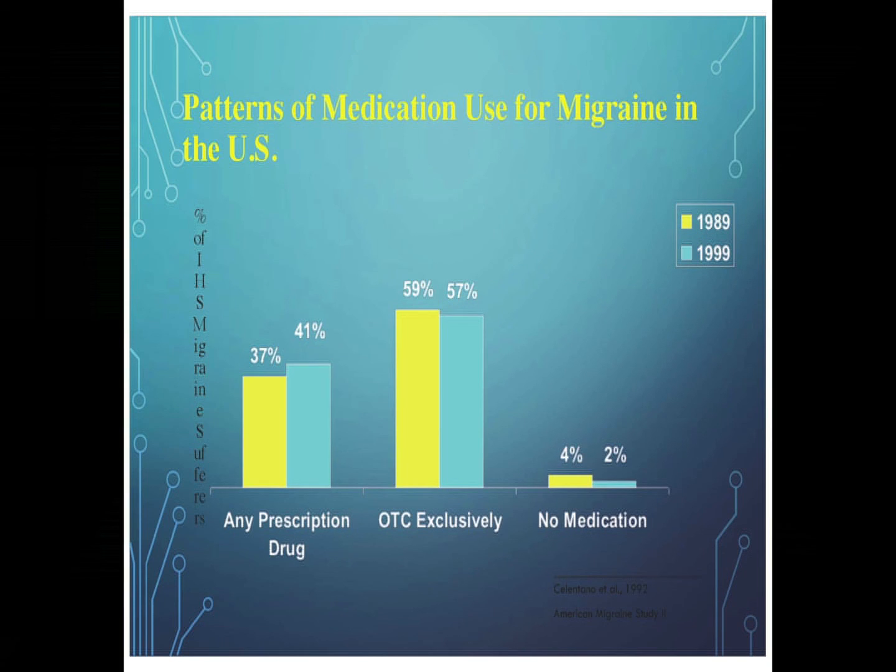Patterns of medication use for migraine in the U.S. also over time have not changed appreciably. So for any prescription drug, that would of course include the new triptans from 89 to 99, and then over-the-counter meds exclusively. So almost 60% of patients who believe they have migraine use over-the-counter treatments. And then look at the ones who use nothing. So that's actually stayed about the same. I guess you could say if you look at total numbers, it's in half.